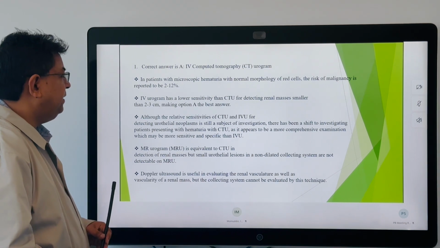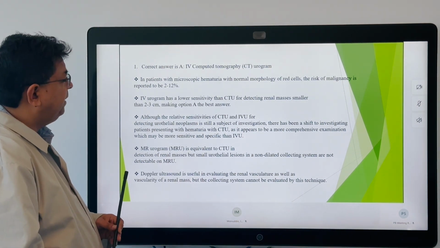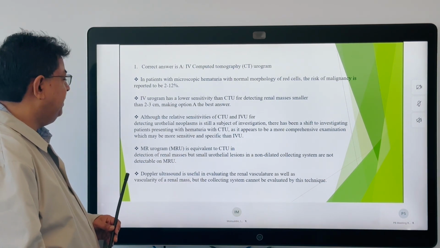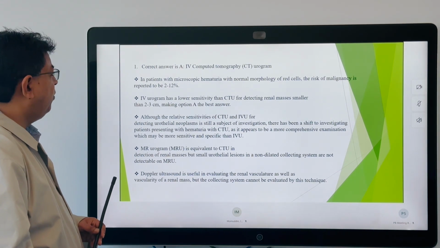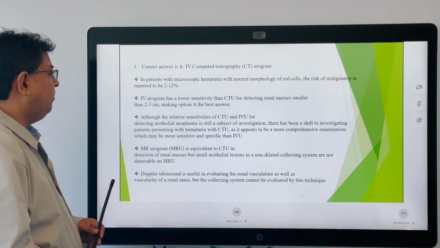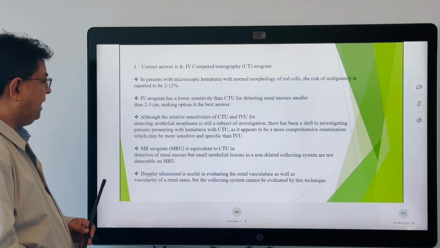The correct answer is computed tomography urogram. In patients with microscopic hematuria with normal morphology of red cells, the risk of malignancy is reported to be 2 to 12%. IV urogram has a lower sensitivity than CT urogram for detecting renal masses smaller than 2 to 3 centimeters, making option A the best answer.